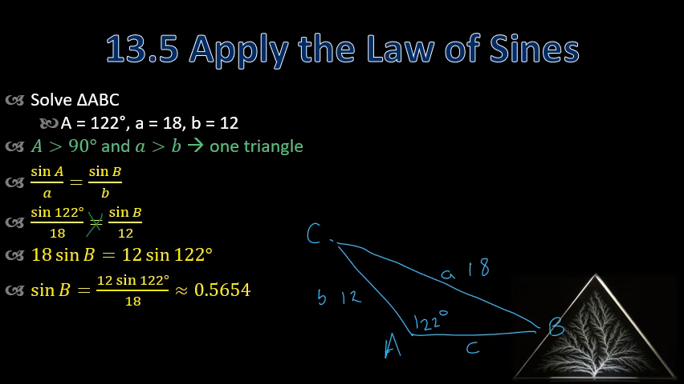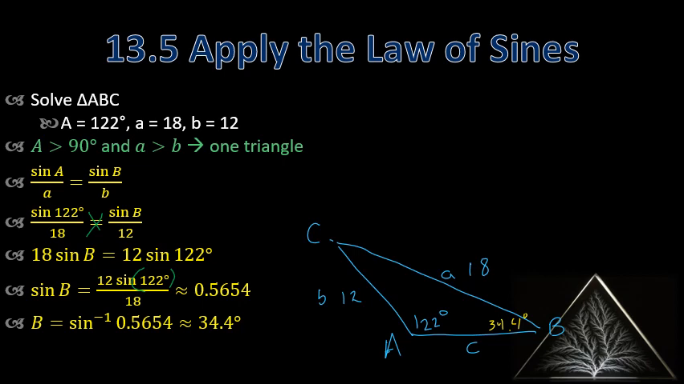And so sine of B would be 12 sine of 122 degrees divided by 18. Make sure you close the parenthesis on the 122 degrees. That gives you about 0.5654. I want to know the angle. To find the angle, you have to use inverse. So inverse sine of 0.5654 is about 34.4 degrees. The more decimals you keep, the better your answer will be. So on my calculator, instead of just putting 0.5654, I used the previous answer that was stored in my calculator.